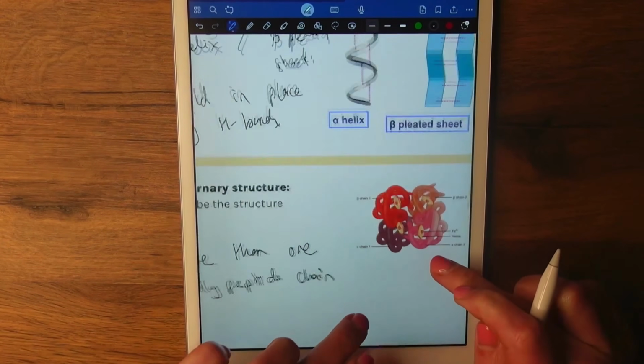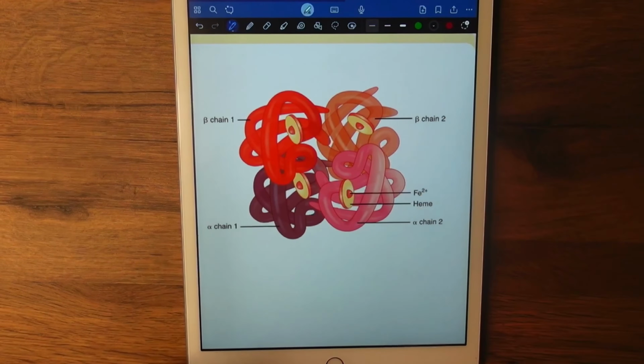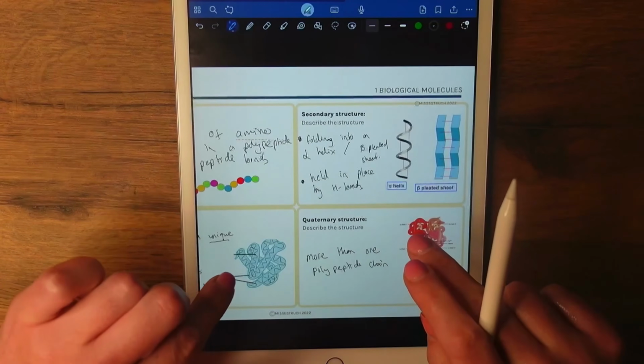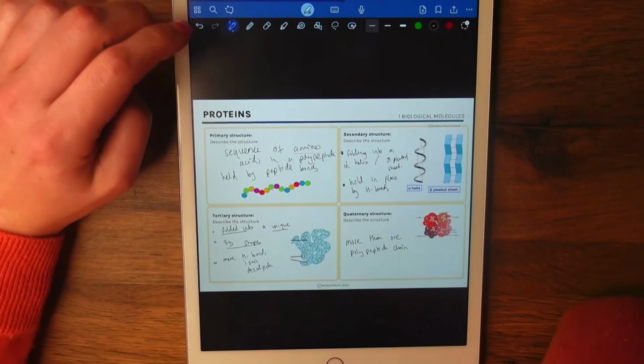And the key example is just here, hemoglobin, because we've got 4 polypeptide chains. So there we go. That is our active recall workbook pages completed.